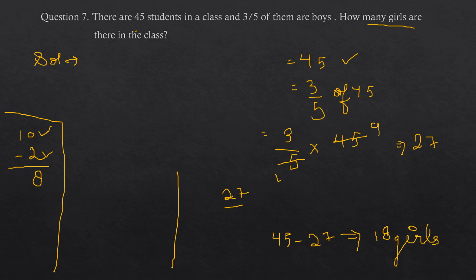First of all, we know the total number of students, then we have taken out the number of boys, and then out of the total number of students, we have taken out the number of boys, and that will give us the number of girls in the classroom. Okay, this is how we solve this type of question.